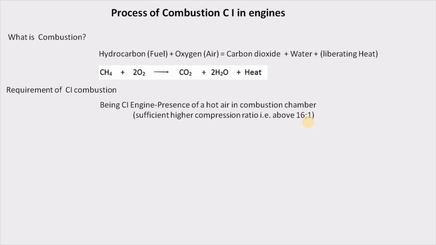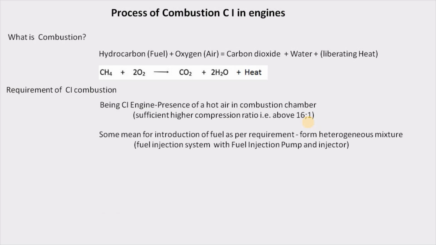We have now made hot air available inside the combustion chamber, and the temperature of the air should be above the self-ignition temperature of the fuel. That is where we call it a compression ignition engine. Obviously, there should be some means for introducing the fuel into the combustion chamber, and whatever we are going to produce is a heterogeneous mixture now. So we have a heterogeneous mixture of air and fuel.